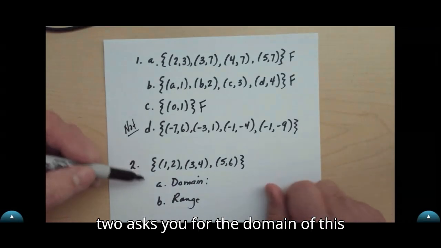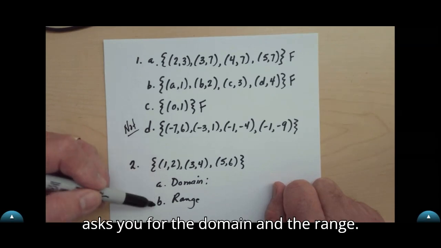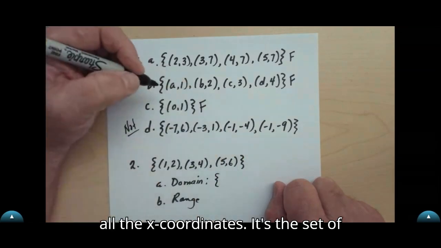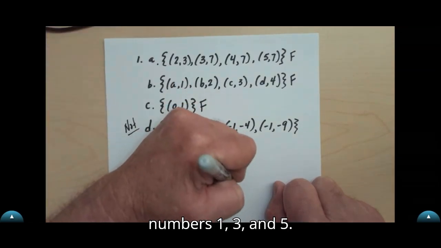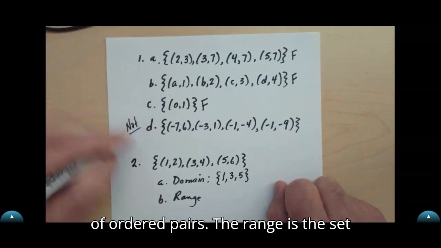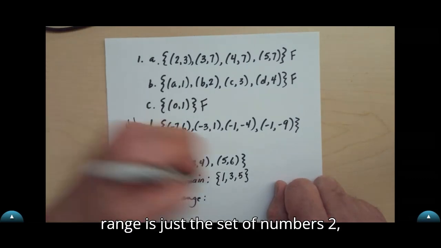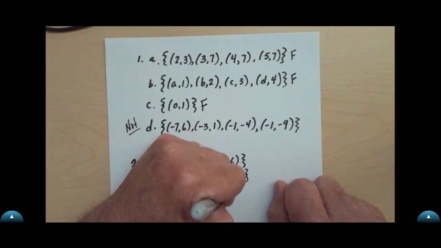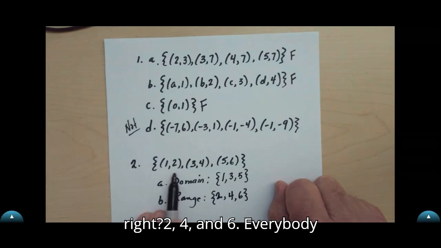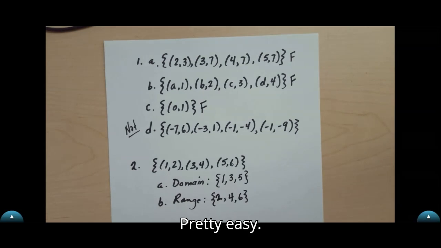Number 2 asks you for the domain of this function. It is a function. It asks you for the domain and the range. Remember, the domain is simply the set of all the x coordinates. It's the set of numbers 1, 3, and 5. It's the set of all the first coordinates of ordered pairs. The range is the set of all the second coordinates. So the range is just the set of numbers 2, 4, and 6, right? 2, 4, and 6. Everybody good there? So pretty easy.